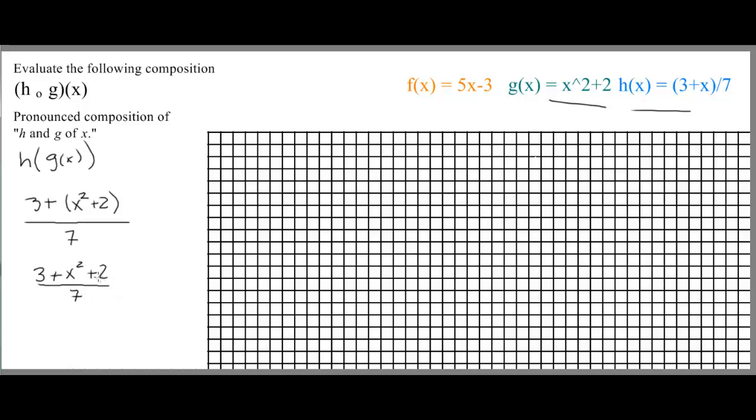So we have common terms here. The 3 and the 2 can be combined. All of that goes over 7, and that's as far as we can go. So this is our answer for the composition of h and g of x.